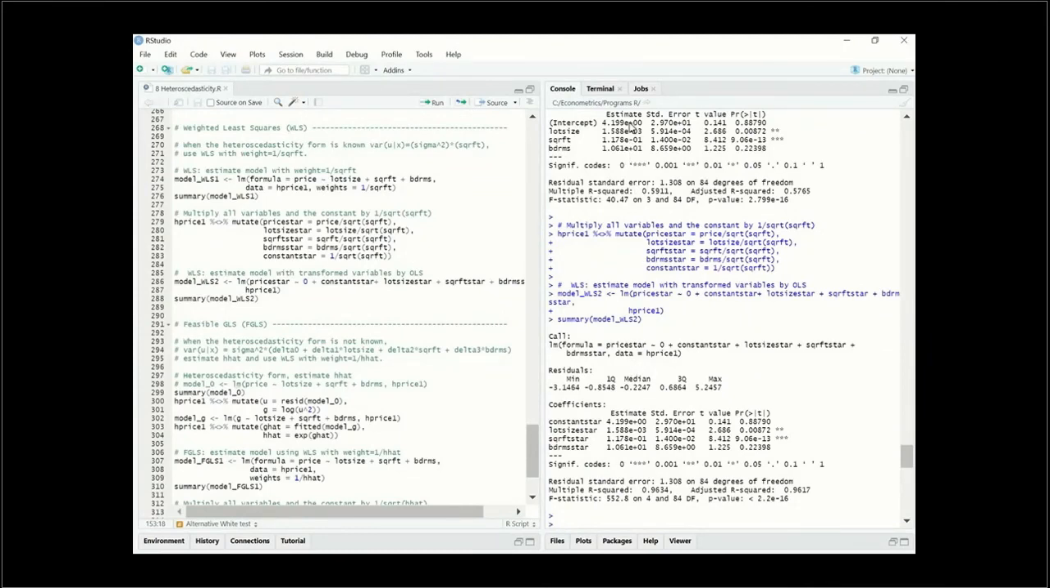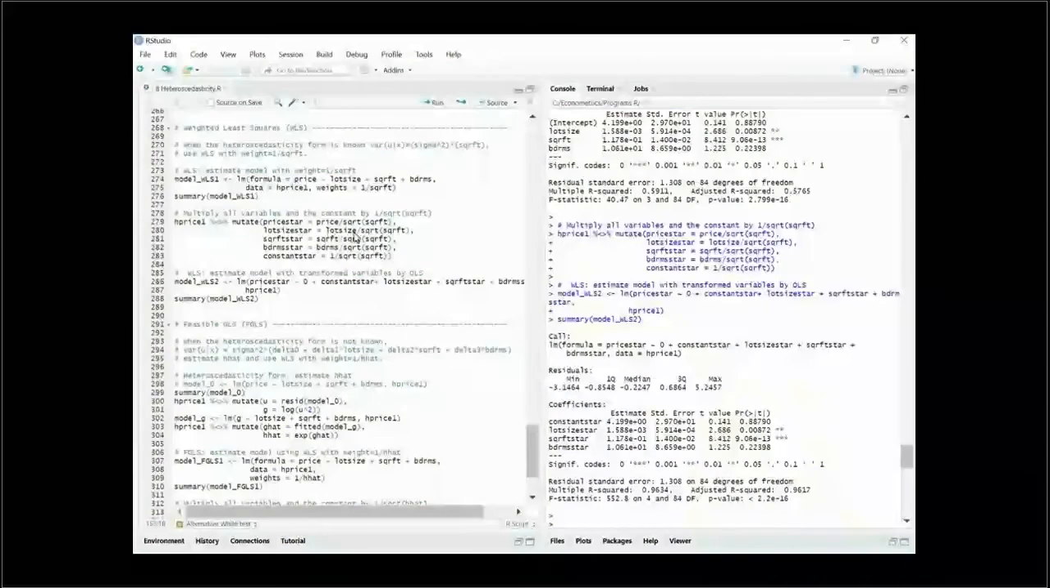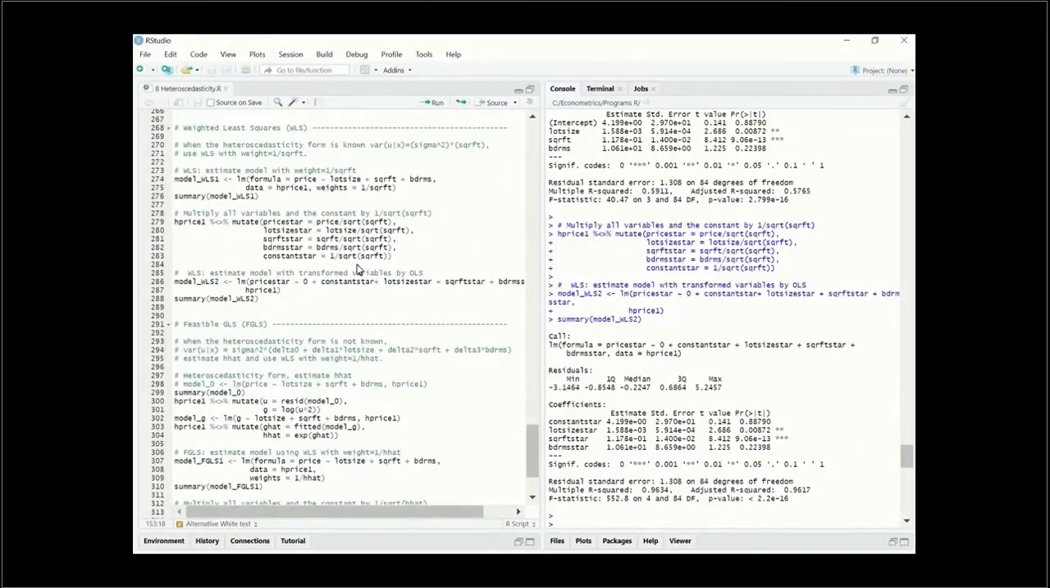And if you notice these coefficients and the standard errors, everything is identical between the two different ways to actually calculate these weighted least squares. So this is why it makes sense to just use the linear model here with the weights as you estimate WLS, rather than transforming manually each of the independent variables.